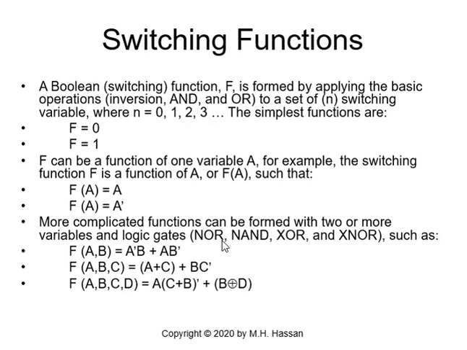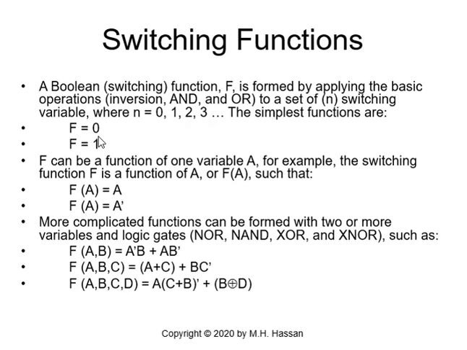Switching functions. A Boolean switching function F is formed by applying the basic operations, AND, OR, and inversion, to a set of n switching variables, where n will be equal to 0, 1, 2, 3, and so on and so forth. The simplest switching functions are F is 0 or F is 1. This is a valid switching function because 0 means false and 1 means true. So this is a function.